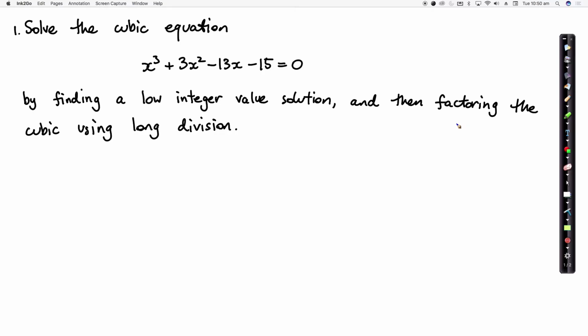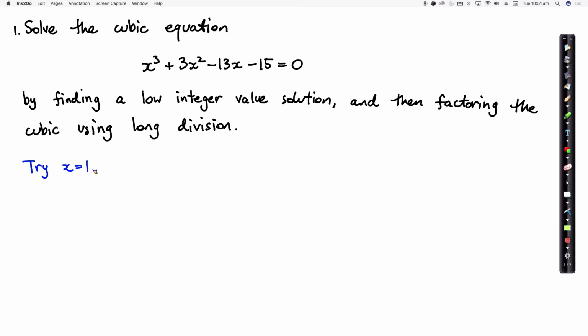Okay, so we're after solutions that are low integer values, so 0 or plus or minus 1, plus or minus 2. Anything like plus or minus 3 or beyond, it's a pretty mean question. So you hope that the question's fairly nice to you and you can find an integer value solution, something like 0, plus or minus 1, plus or minus 2. I'm going to start by trying x equals 1 as a potential solution.